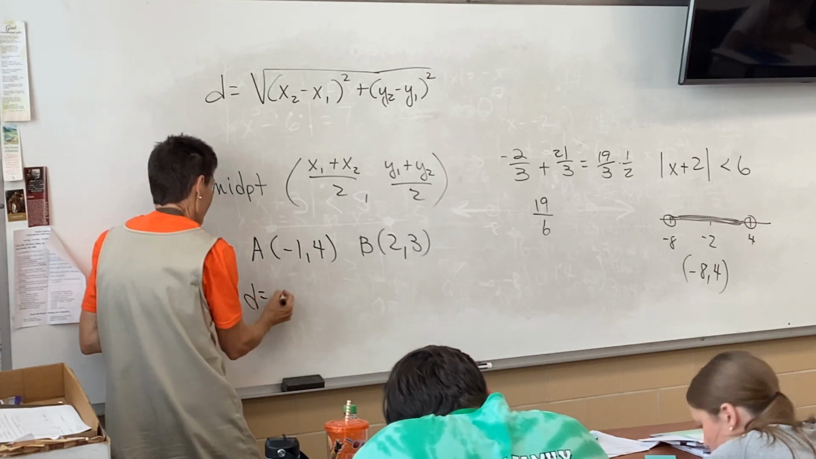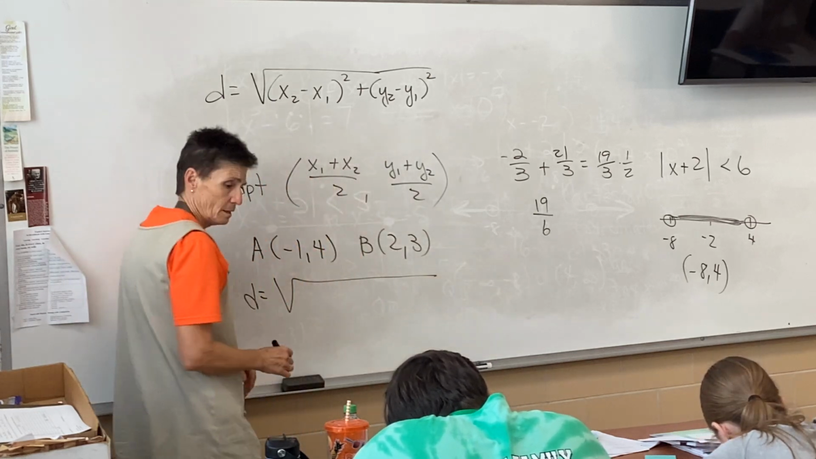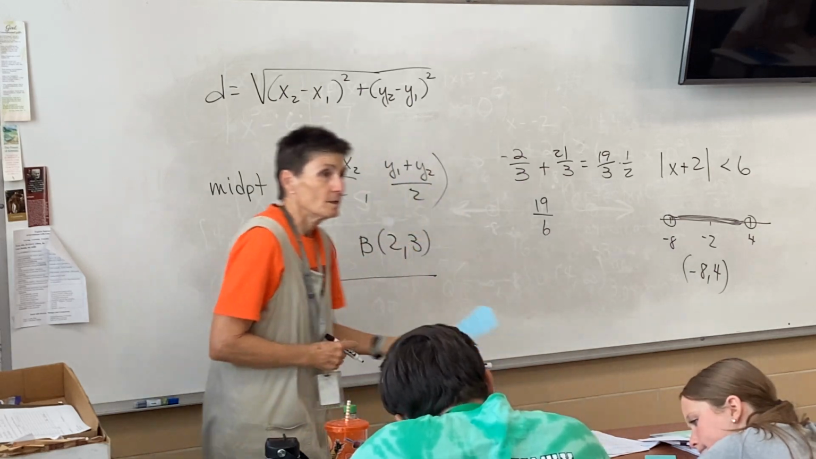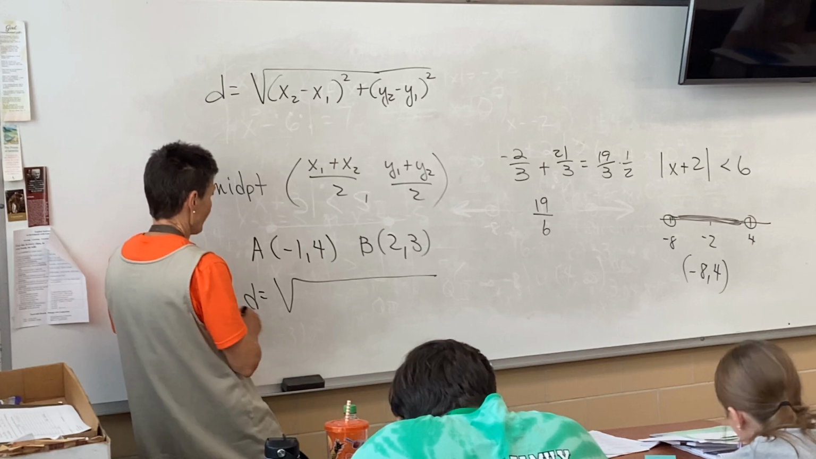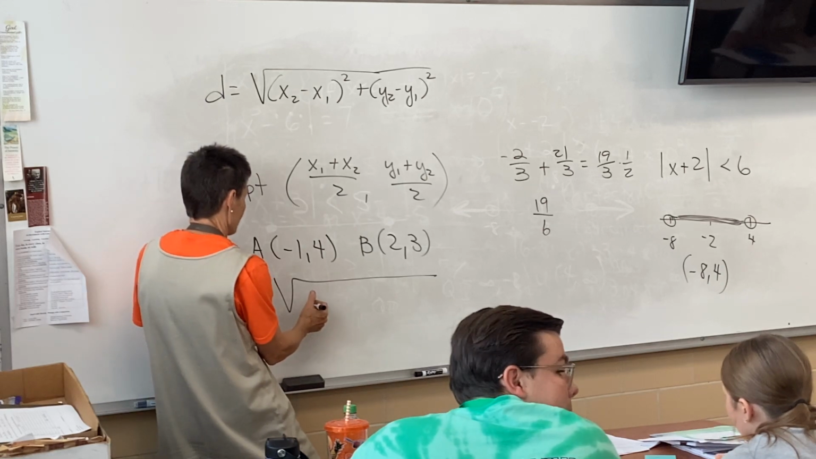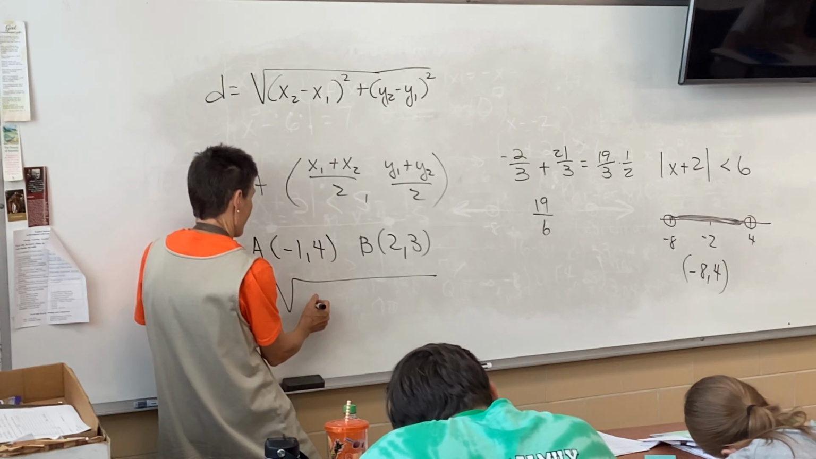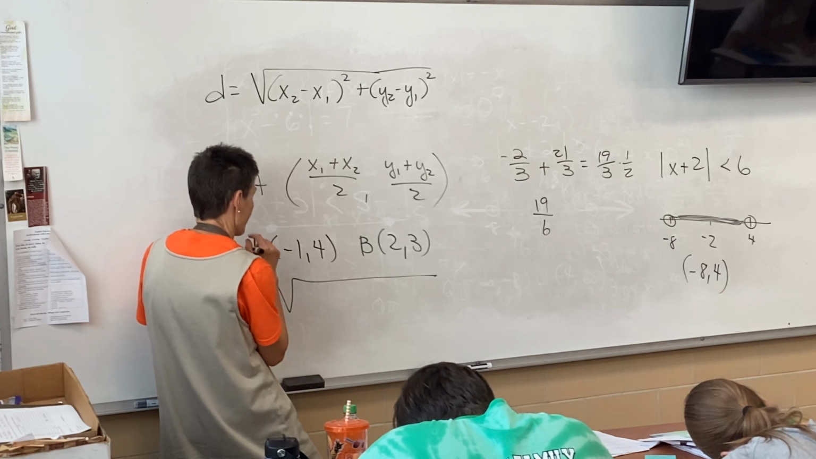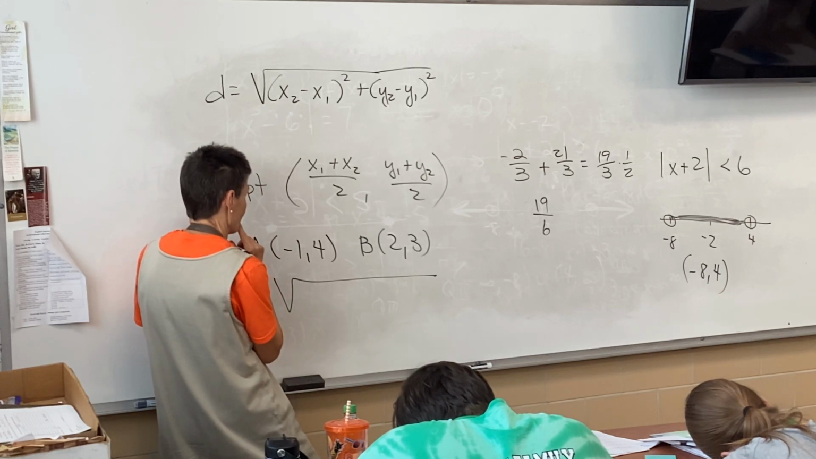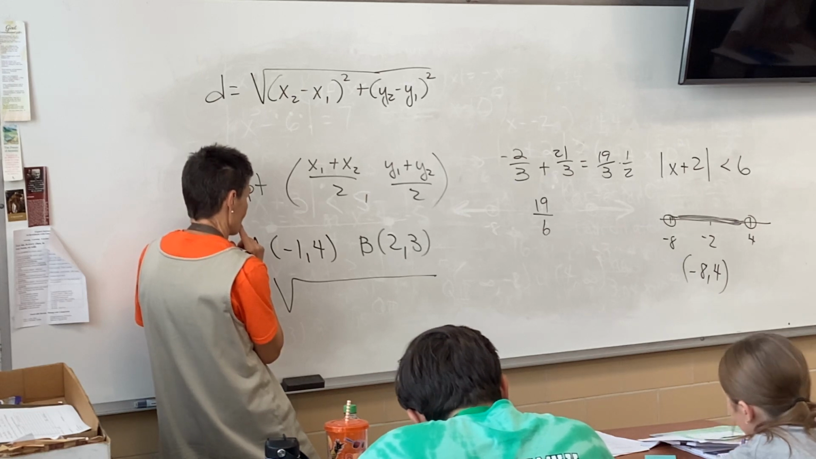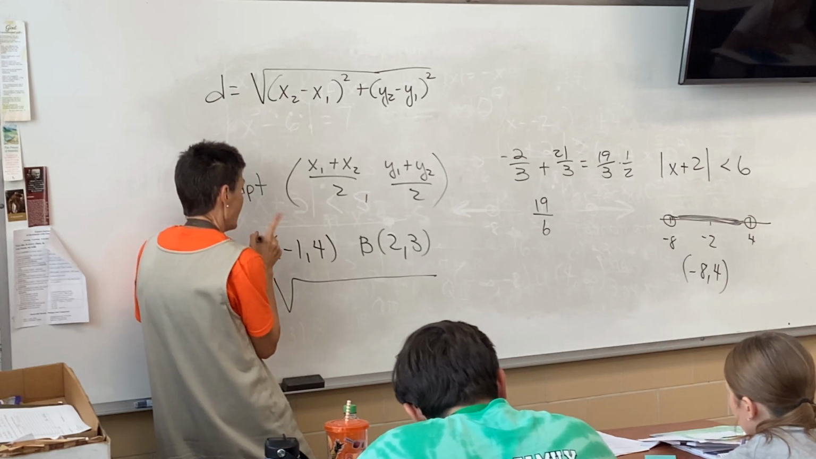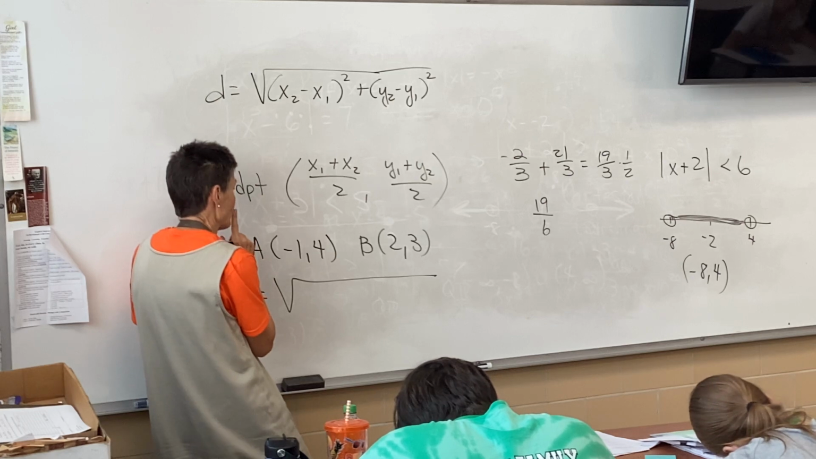All right, so here we go. Drew, what are you writing down on your paper? You're back there busily working. What are you writing? I'm filling in, so I have 4 minus negative 1 squared, and then plus 3 minus 2 squared. Okay. Interesting enough, someone did that already once today.